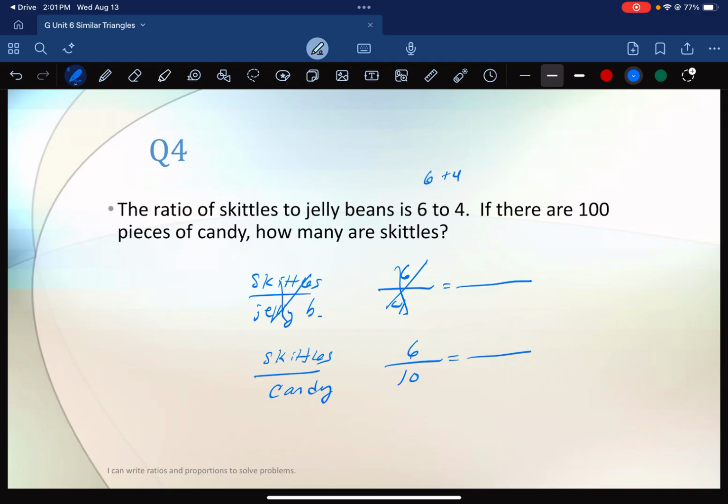Six plus 4 means there are 10 pieces of candy. That's where I got the 10 in this ratio. There are 100 pieces of candy. How many are Skittles? So I had to adjust based on what the second sentence was comparing, candy and Skittles instead of jelly beans and Skittles. So now this is 10x equals 600 and x equals 60.